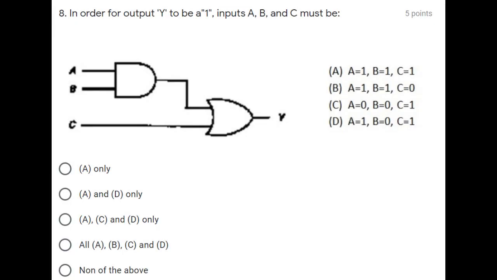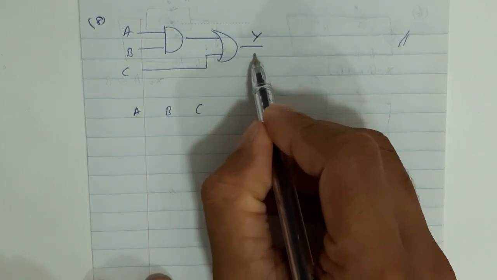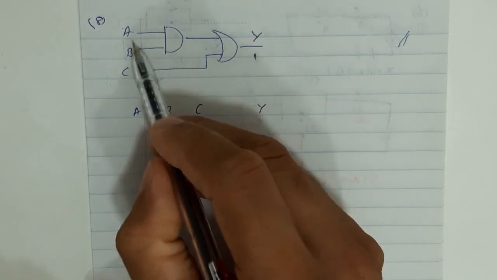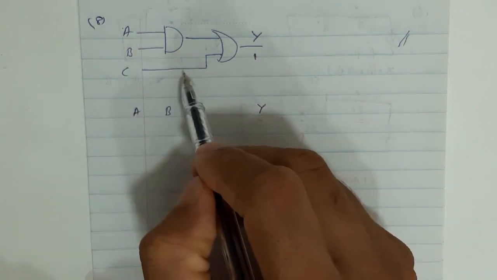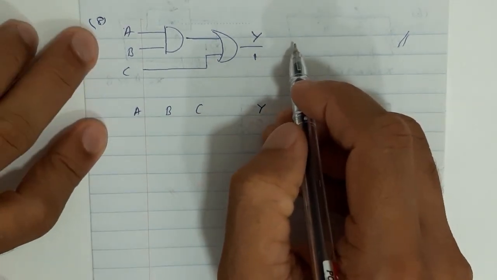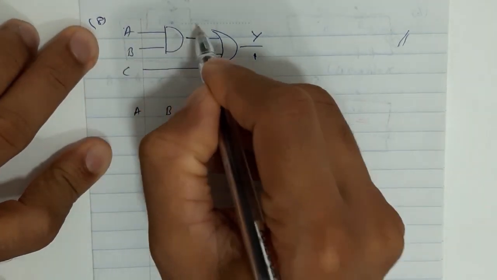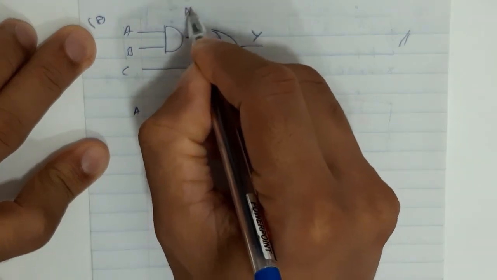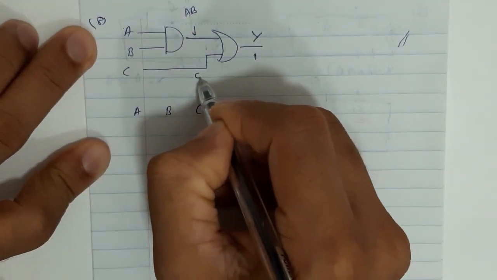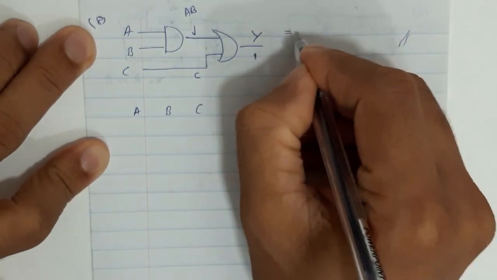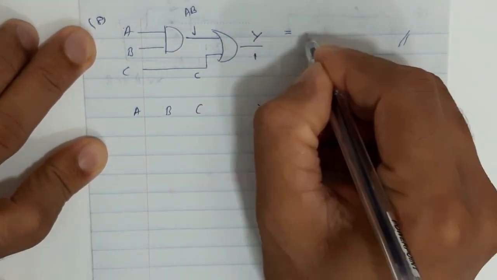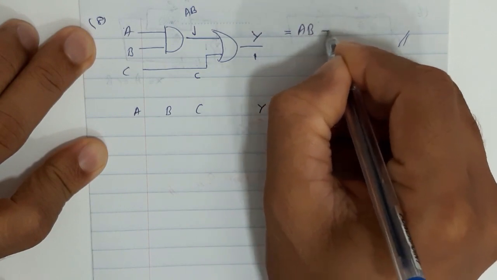Next question is question number 8. Now they ask: in order for the output Y to be 1, inputs A, B and C must be what? So they expect the output to be 1 and are asking what the combinations of A, B and C are. First of all, we'll build up the equation for this circuit. This is an AND gate, so inputs are A and B. This becomes A dot B. And this channel goes for C. This is an OR gate, so my final answer will be through an OR gate. That means AB plus C.